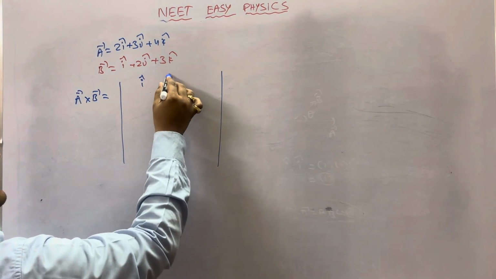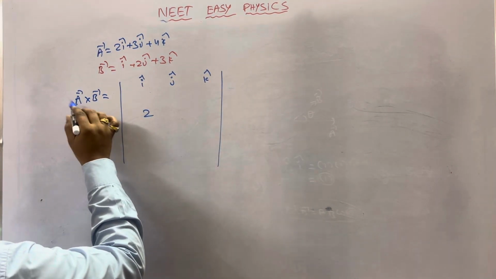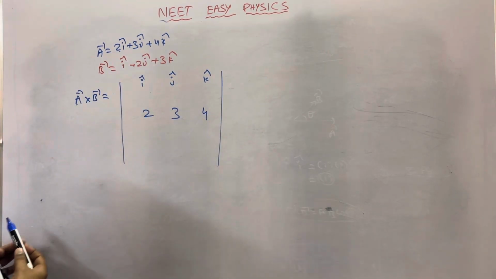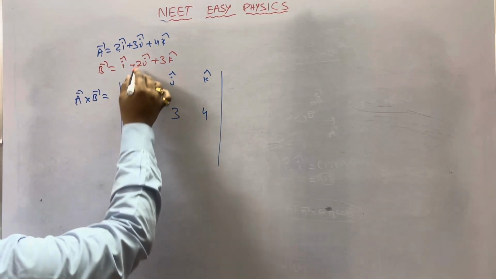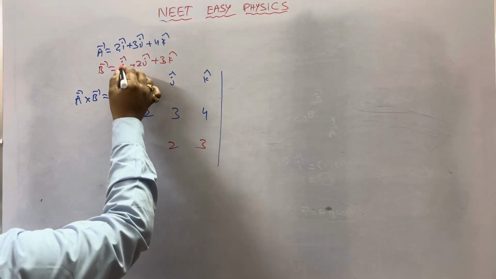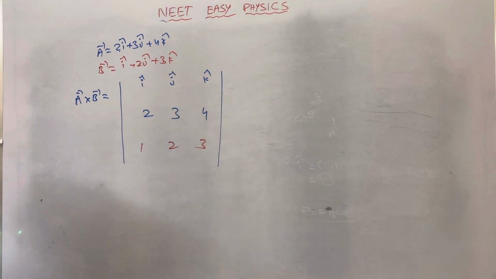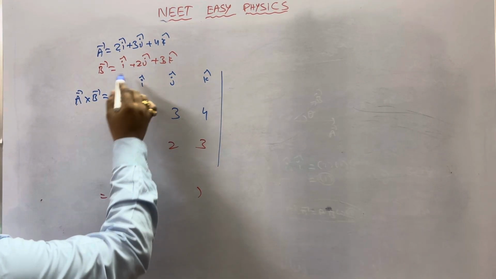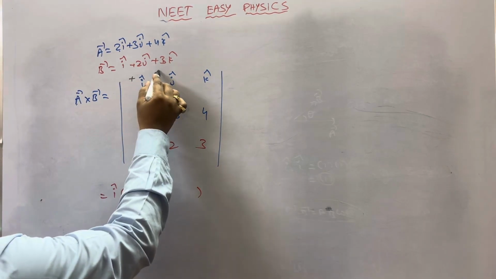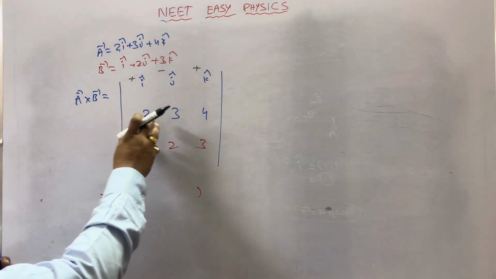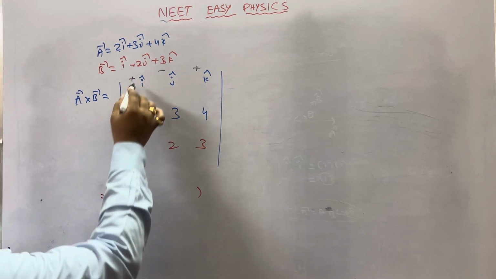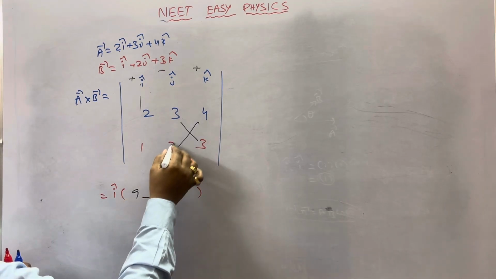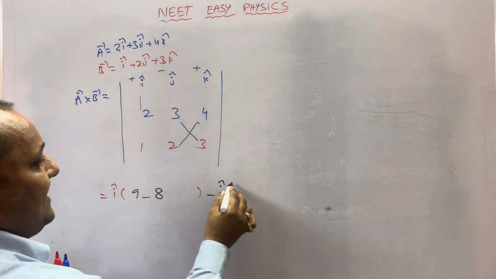So i cap, j cap, k cap. First we have taken A bar, therefore you have to take 2, 3, 4. Next we have taken B bar: 1, 2, 3. These are the i cap component, j cap component, k cap component. Now the previous one we can apply. For i cap this is going to be plus, this is going to be minus, this is going to be plus. You will learn all these in your 10th class. Plus i cap means this row, this column: 3 into 3, 4 into 2. So 9 minus 8.